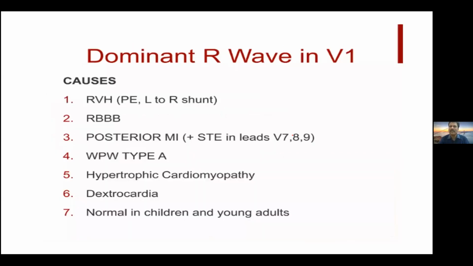Similarly, when the R wave is dominant in V1, I told you it's a minuscule R wave because it is very small, and the rest of the electrical activity has to travel a long time towards the apex. So it should be very small. When it is there, it means activity on the right side is stronger. Right means right ventricular hypertrophy, right bundle branch block, posterior MI, WPW syndrome type A, HCM, dextrocardia. These are the common conditions where you have a dominant R wave in V1.